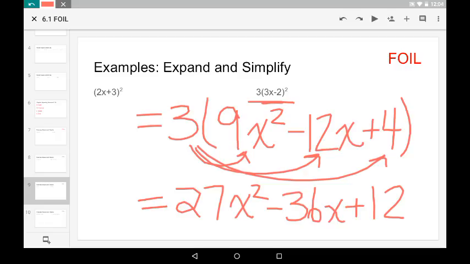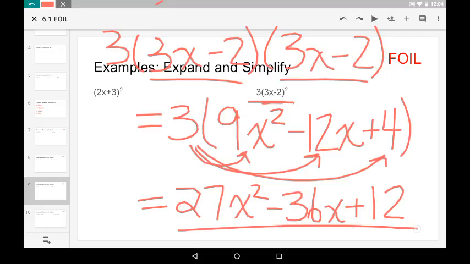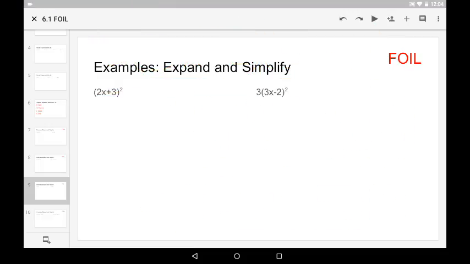You could also, again, write it out as 3 times 3x minus 2 times 3x minus 2. If that's easier for you, then by all means do it that way. Then again you would multiply the binomials together and then multiply by 3 and end up with this. Or you could multiply this first, so you'd have 9x minus 6, and then multiply that binomial times this using FOIL, and you would end up with the same answer.